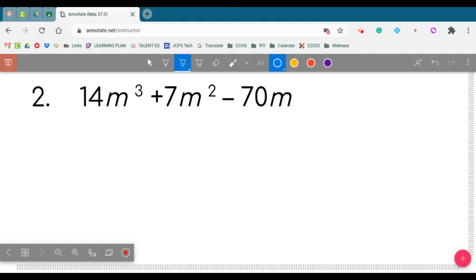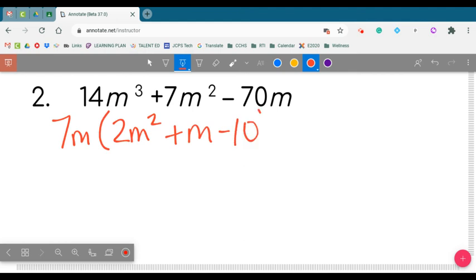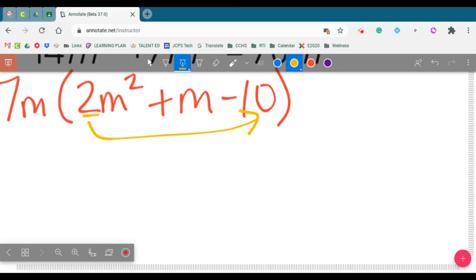Okay, next one, I have 14m cubed plus 7m squared minus 70m. So I can pull out a 7 and an m. So I'm going to be left with 2m squared plus m minus 10. Okay, slide.